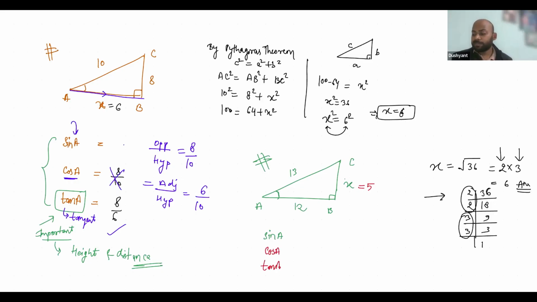So sine is 5 over 13. Cosine is 12 over 13. That's perfect. And the last one, tangent, would be 5 over 12.